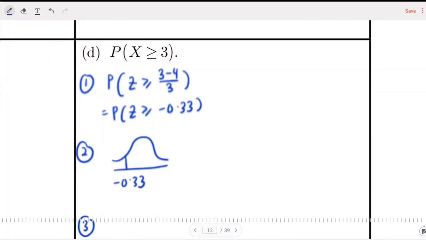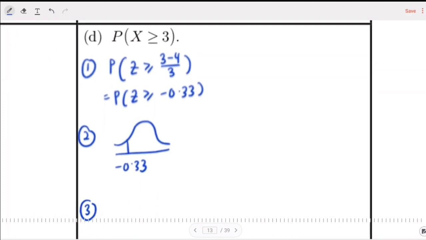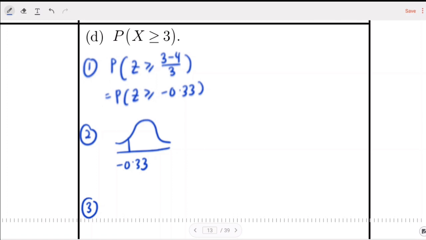D, probability x greater than equal to 3. As usual, the first step is to standardize. Give your answer into decimal places. Second step is to sketch the bell shape. Since our z is negative, it is situated on the left. And then z greater than equal means shaded region goes to the right.